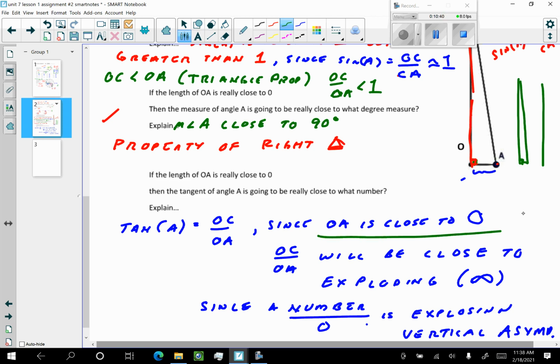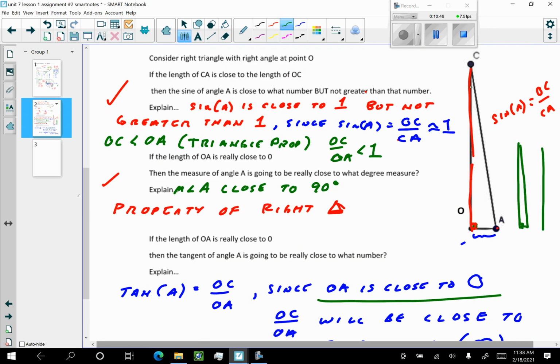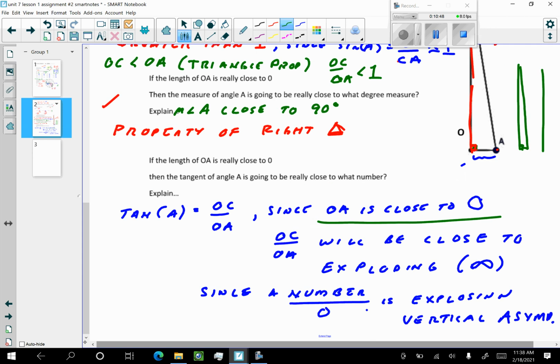If OA is close to 0, and OC is not, OC is way bigger than 0. OC is greater than 0, but OA is going to be close to 0. So OC over OA is going to be close to exploding. Do you remember on rational functions, when I have a number over 0, what happens to the function? It explodes. And that's the same thing that's going to happen here. It's going to explode to infinity. Since a number over 0 is an explosion, there's a vertical asymptote. So this number right here is going to be close to infinity.